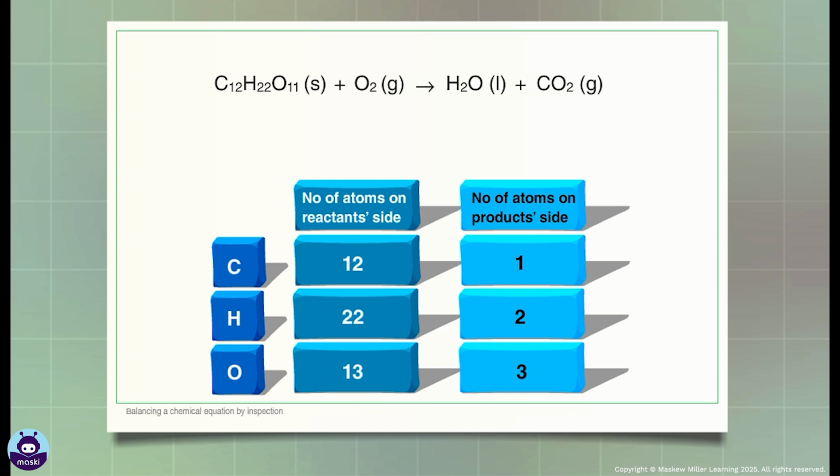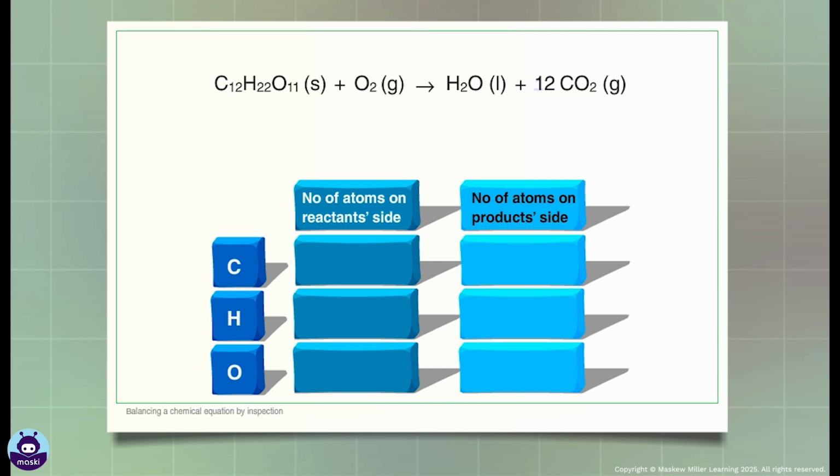C12H22O11 solid plus O2 gas giving H2O liquid plus CO2 gas. We can start with carbon, as it features only once on either side of the equation. So, we change the coefficient of carbon dioxide on the product side to 12. In other words, there are 12 molecules of carbon dioxide formed. The equation now becomes C12H22O11 solid plus O2 gas giving H2O liquid plus 12 CO2 gas.